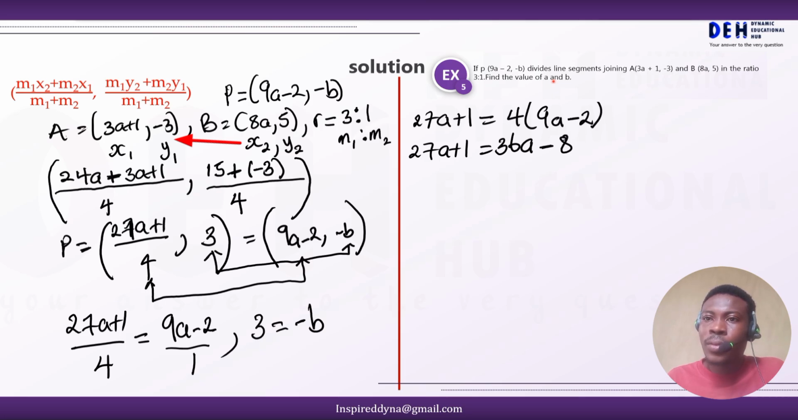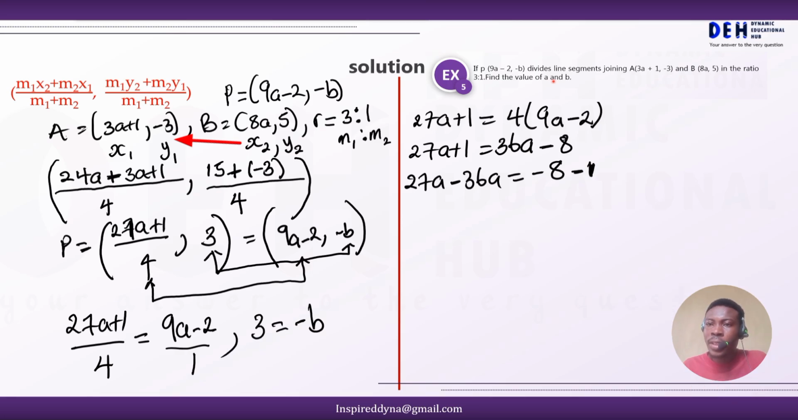We are going to collect like terms. Bring 36a to the left hand side. When it crosses the equal sign, it becomes minus. We have 27a minus 36a, which should give us minus 8. This plus 1 will cross the equal sign, so it becomes minus 1. So you have 27a minus 36a. What are we going to have? We are going to have minus 9a is equal to minus 9.